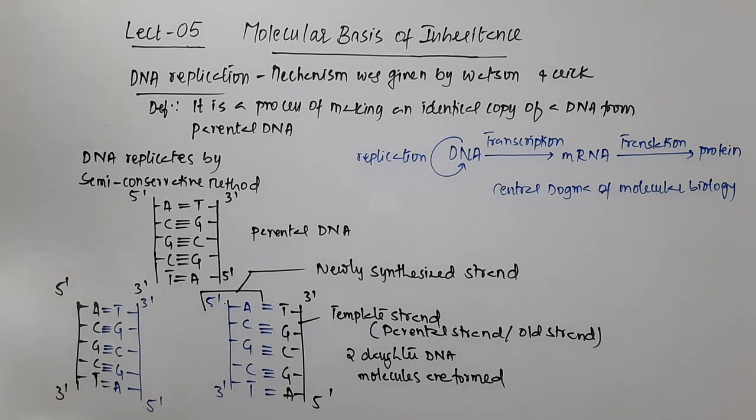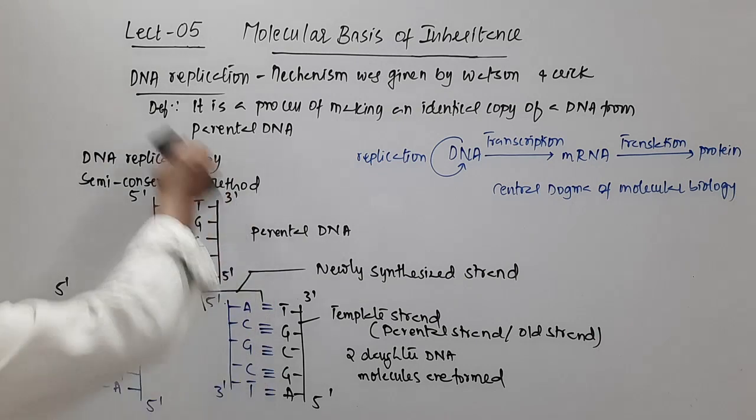Now the question comes, what is the proof that DNA replicates by the semi-conservative method? This was experimentally proven by two scientists, Matthew Meselson and Franklin Stahl. So I call it the Meselson and Stahl experiment. Now let's see the experiment and find out how they proved that DNA replicates by the semi-conservative method.